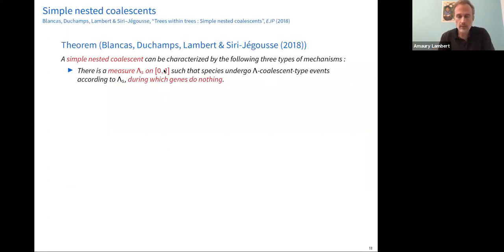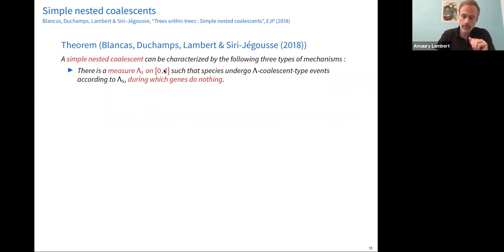So in the paper that is mentioned here, we have, among other things, characterized all simple nested coalescents by 3 types of mechanisms. The first type of mechanism is a lambda-coalescent type for species during which genes do nothing.